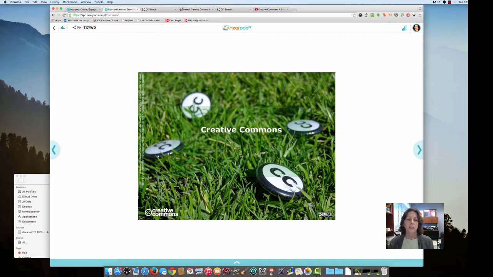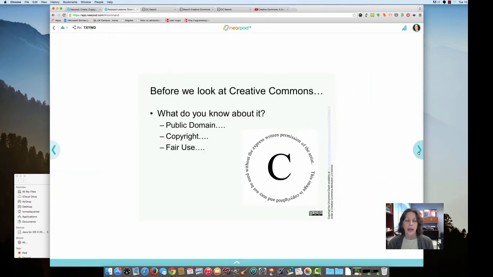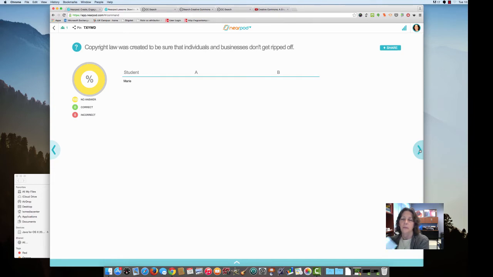So I'm now going to talk about this slide. I'm going to move to the next slide, and it is automatically moving it on my device. So if I move to this slide, which is the next one, for me as a student, it actually has the question. Copyright law was created to be sure that individuals and businesses don't get ripped off. It does not show this other piece. When I answer the question, which I will do right now, and I'll send it. I answered it as true. And in a second here, you should see my answer show up. I got to confirm it. And because the correct answer was B, I answered it incorrectly, and it will show here.